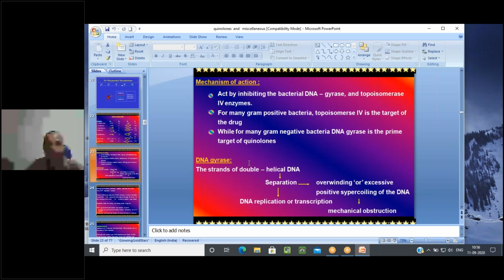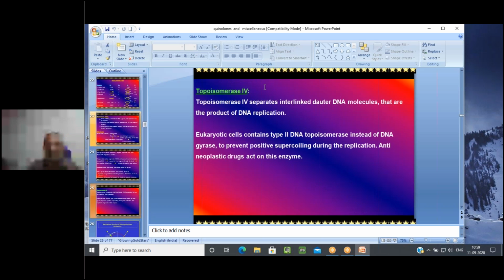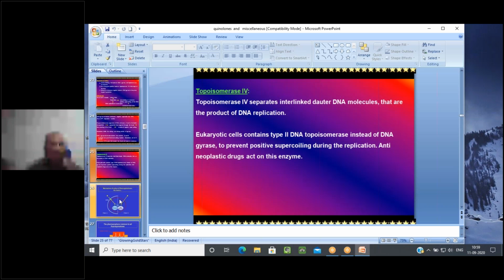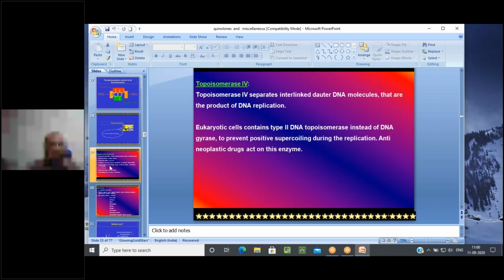Next one, topoisomerase 4. Here topoisomerase 4 operates in gram positive bacteria. Topoisomerase 4 separates the interlinked daughter DNA molecules that are the product of DNA replication. Next, eukaryote cells contain type 2 DNA topoisomerase instead of DNA gyrase to prevent positive supercoiling during replication, and anti-neoplastic drugs act at this enzyme. I mean anti-cancer drugs act at this level.